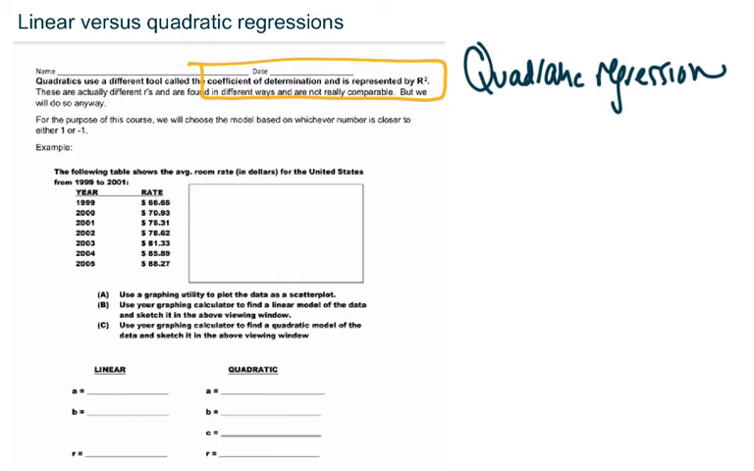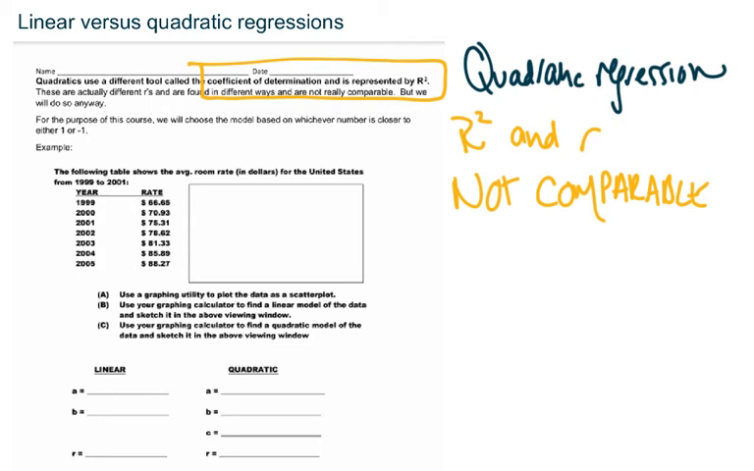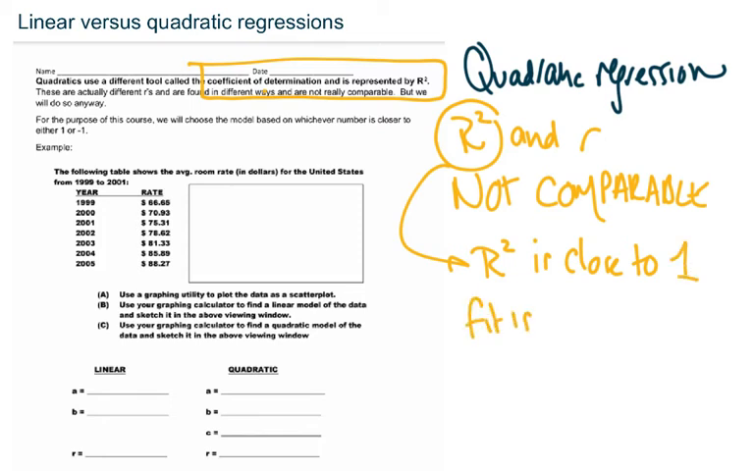And R squared and R are actually not comparable, meaning that they aren't really calculated the same way, and we're not really supposed to compare them. But at this level, we do. Don't worry about it too much. But the same thing holds true: if your R squared is close to 1, then the fit is good, meaning that the quadratic model is a good model.